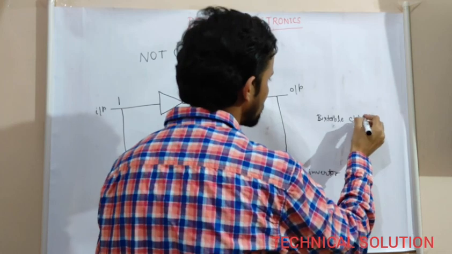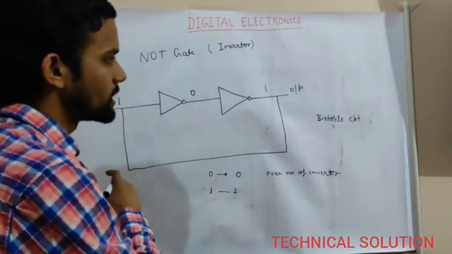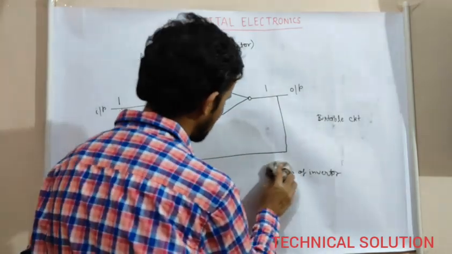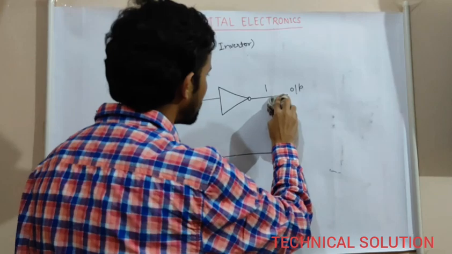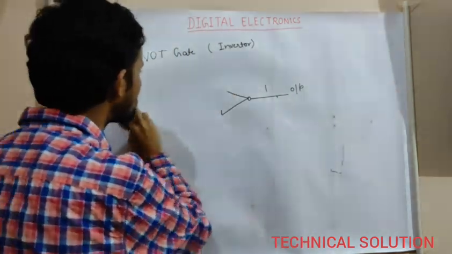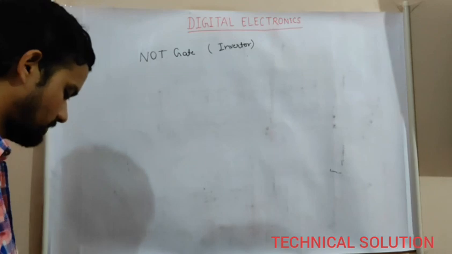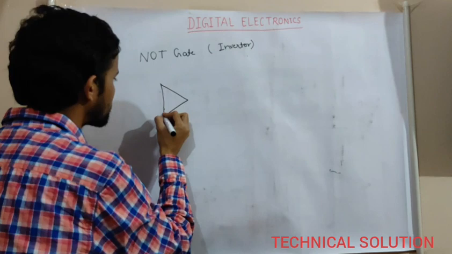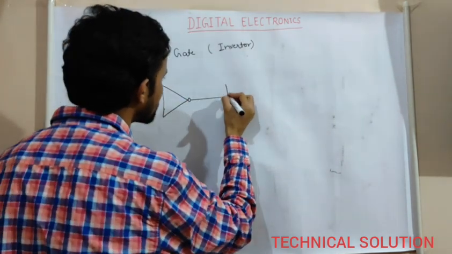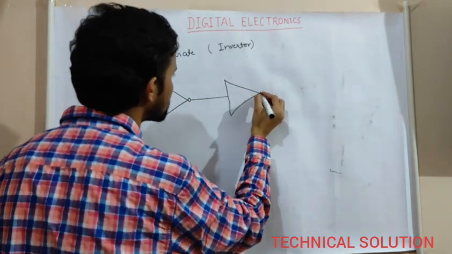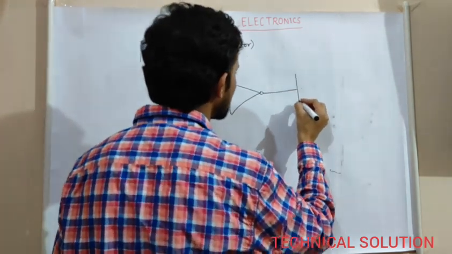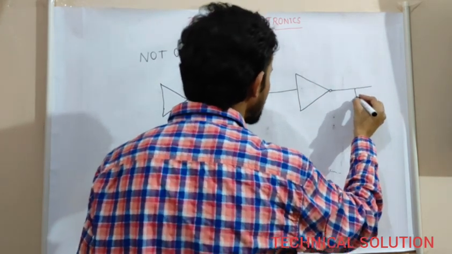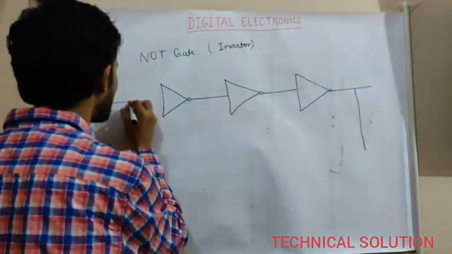Bistable, because it has two stable states. One is 0 and the other is 1. What we have is an odd number of inverters: this is the first inverter, this is the second inverter, and that is the third inverter. And this output is connected to the input as feedback.